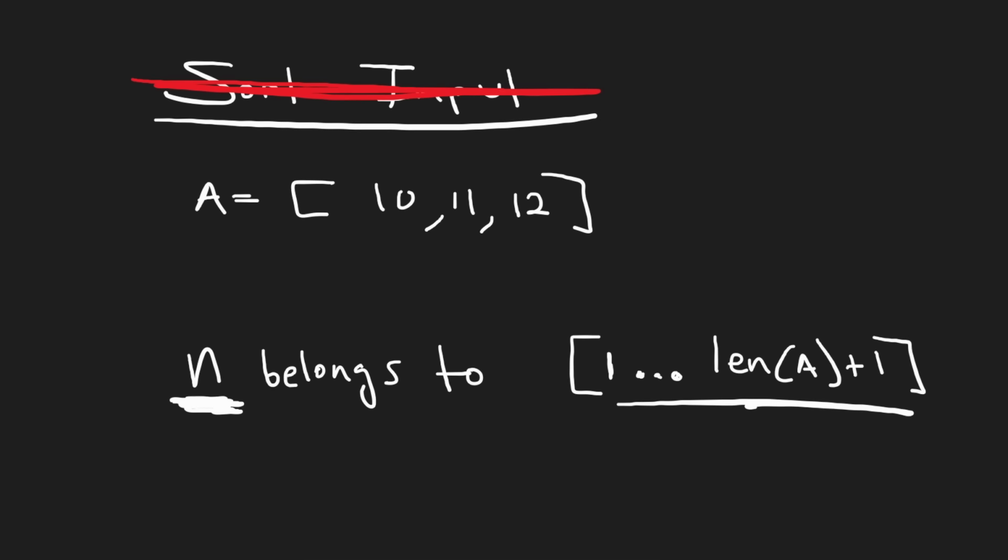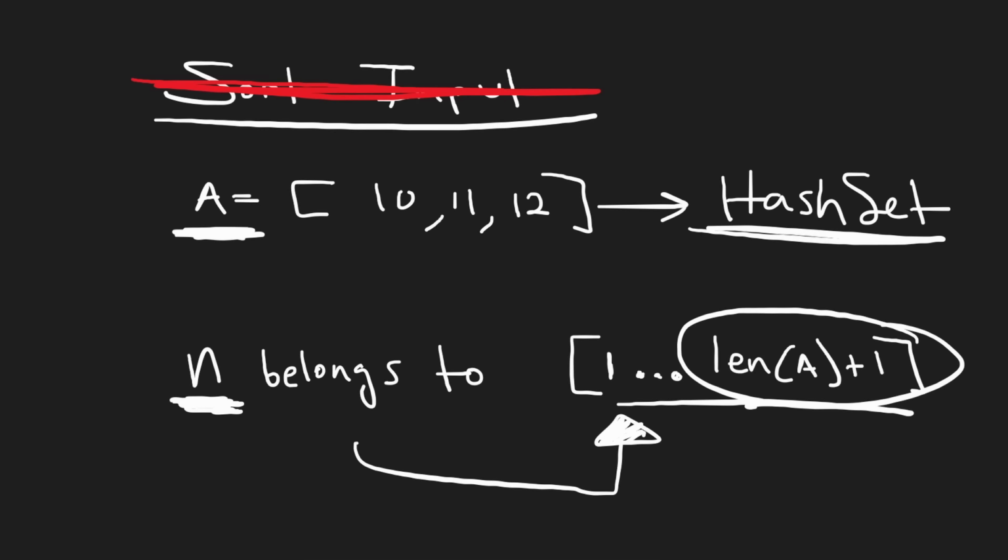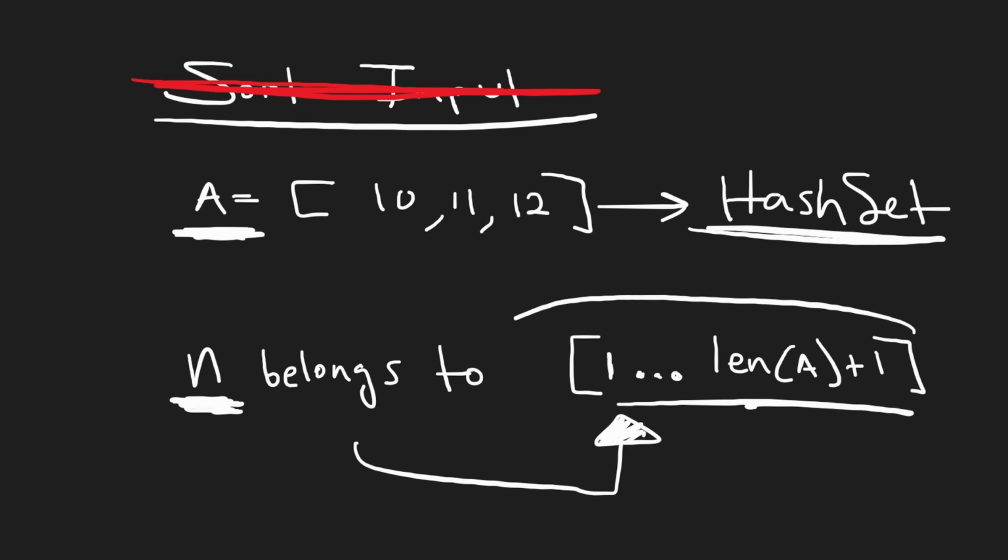We can actually take the input array and convert it into a hash set. Why are we converting it into a hash set? Because we're going to brute force this. We're going to go through every single value from 1 to n plus 1, or the length of the array plus 1. So we know the solution belongs to this. We're just going to have a for loop that goes through all of these values and tries each of them.